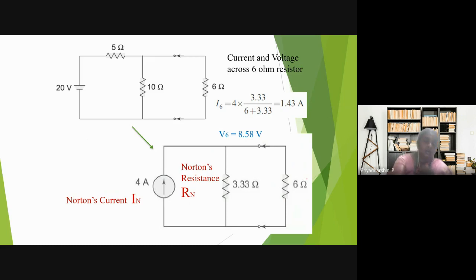These two theorems will help us to solve a complicated or complex circuit in a simple manner. Both are vice versa of each other. Here it's a voltage source, there it's a current source. Here the resistance is connected in series, there the resistance is connected in parallel.